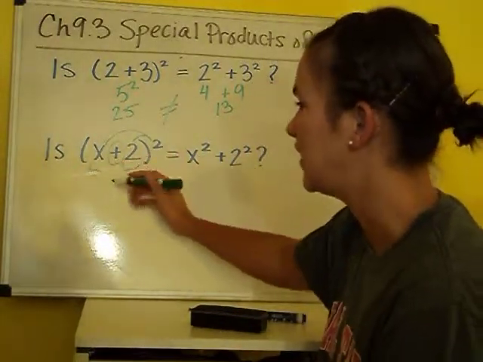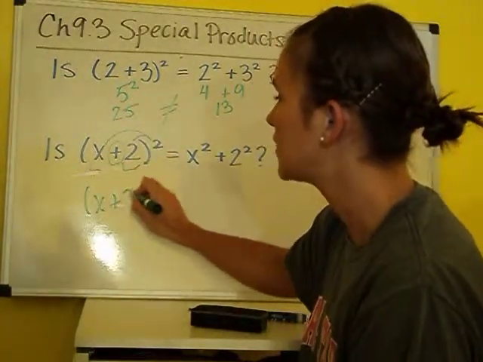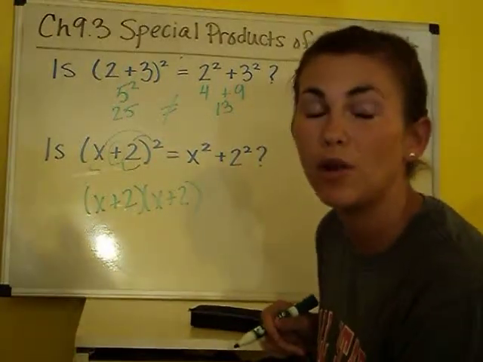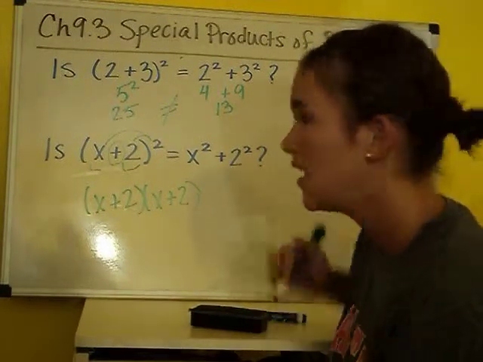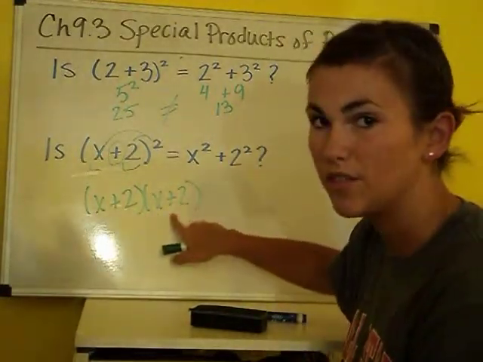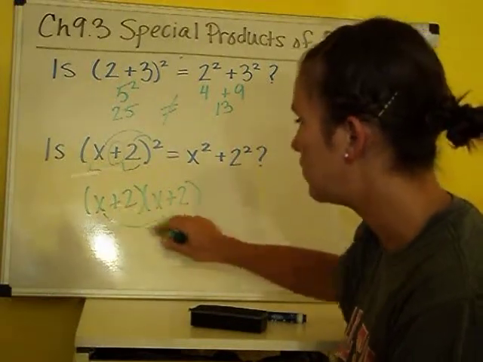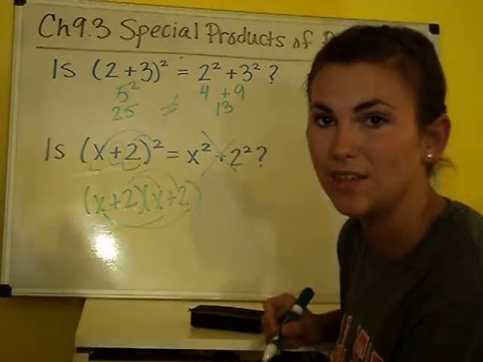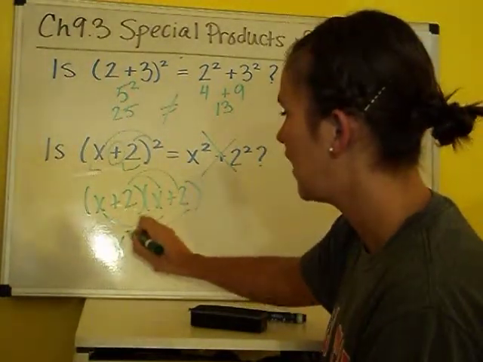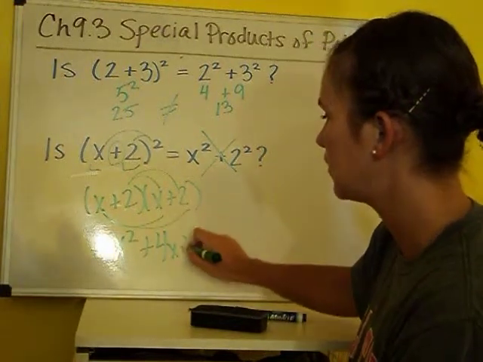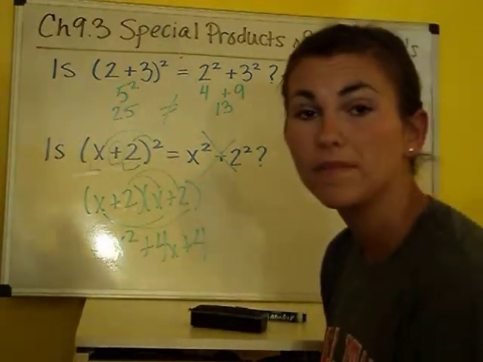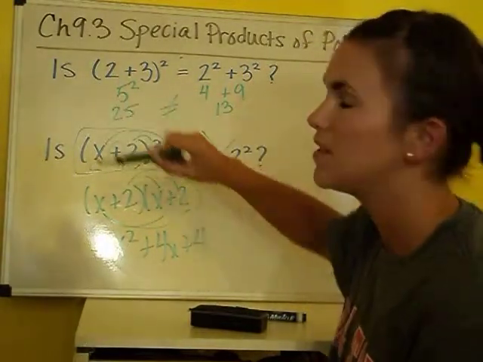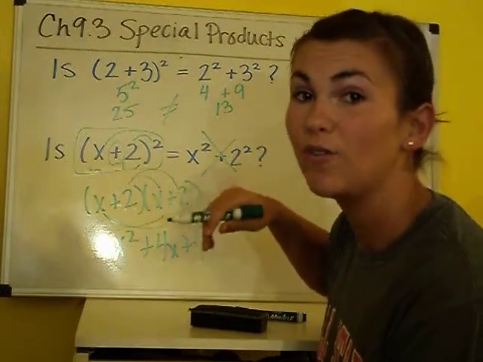Because this actually can be written as x plus 2 times x plus 2. When you square something, it means you're multiplying it by itself twice. So here we're doing x plus 2 times x plus 2. And if that's the case, then we need to distribute the x to both parts and the 2 to both parts, which we would not get that as the end result. We would actually get x squared plus 4x plus 4. So today we're going to be talking about multiplying out these types of things, and there is a pattern that we can follow in order to do it.